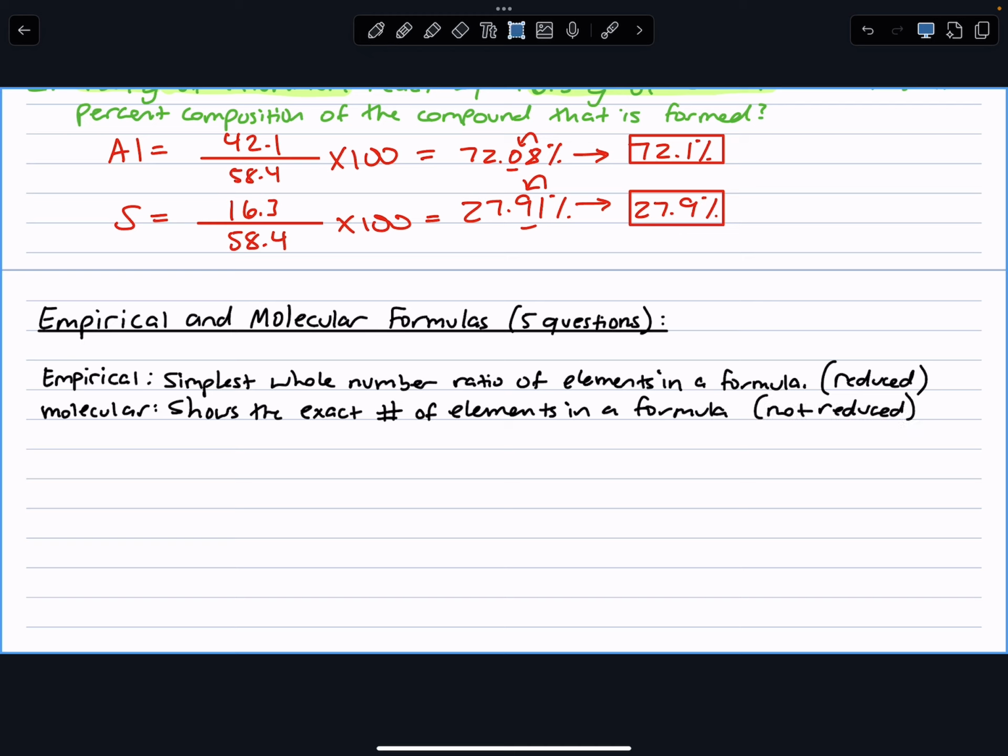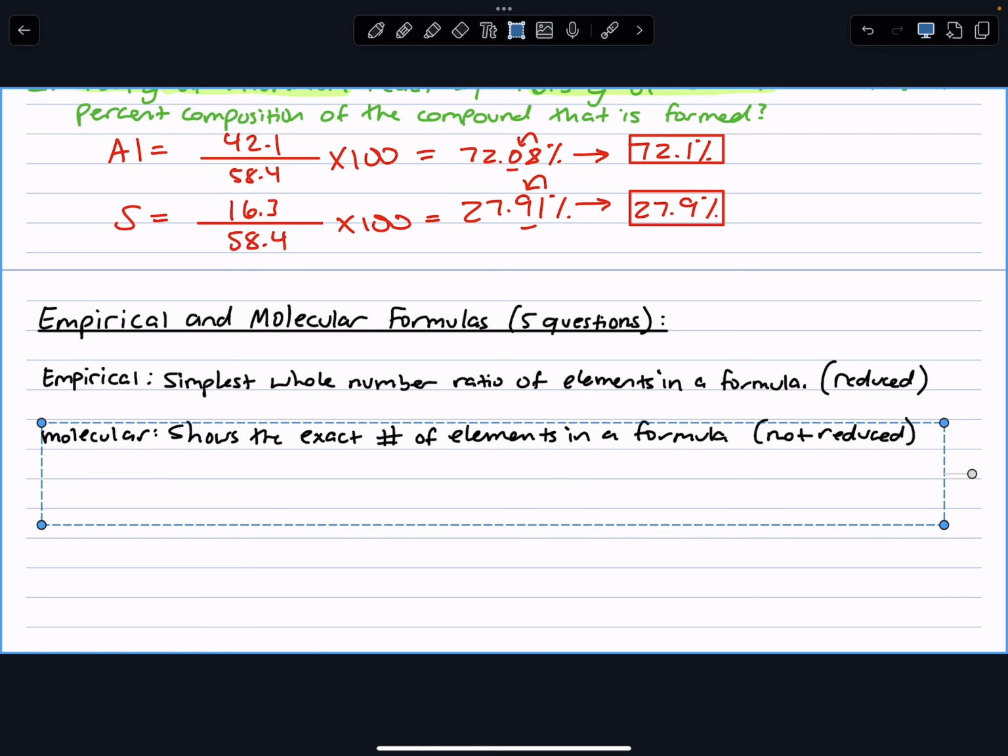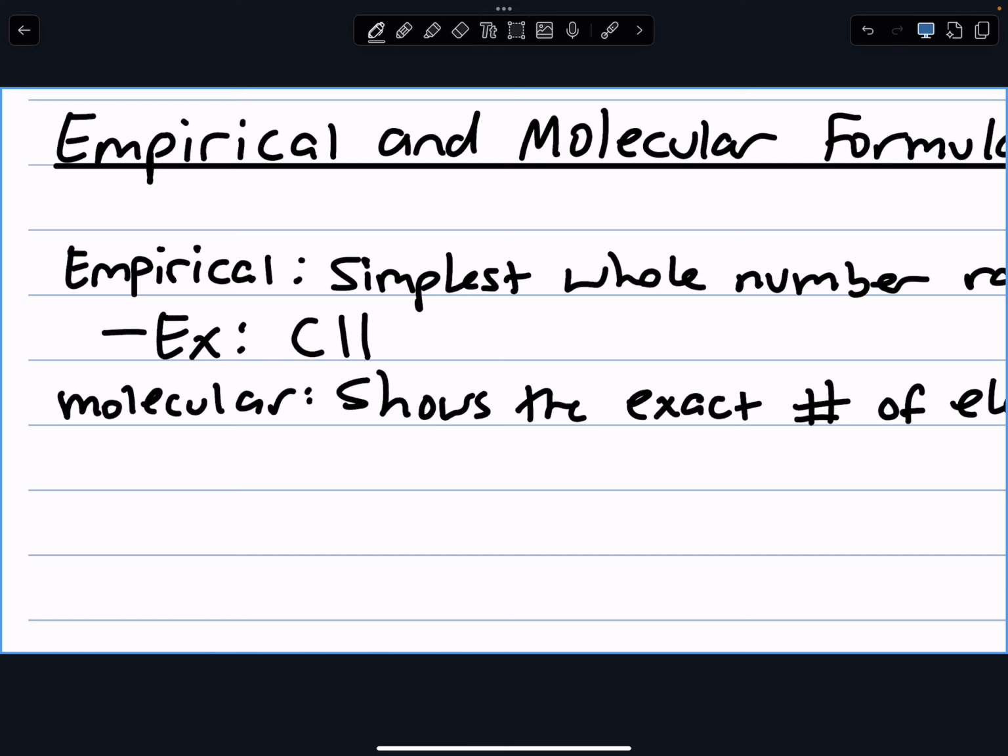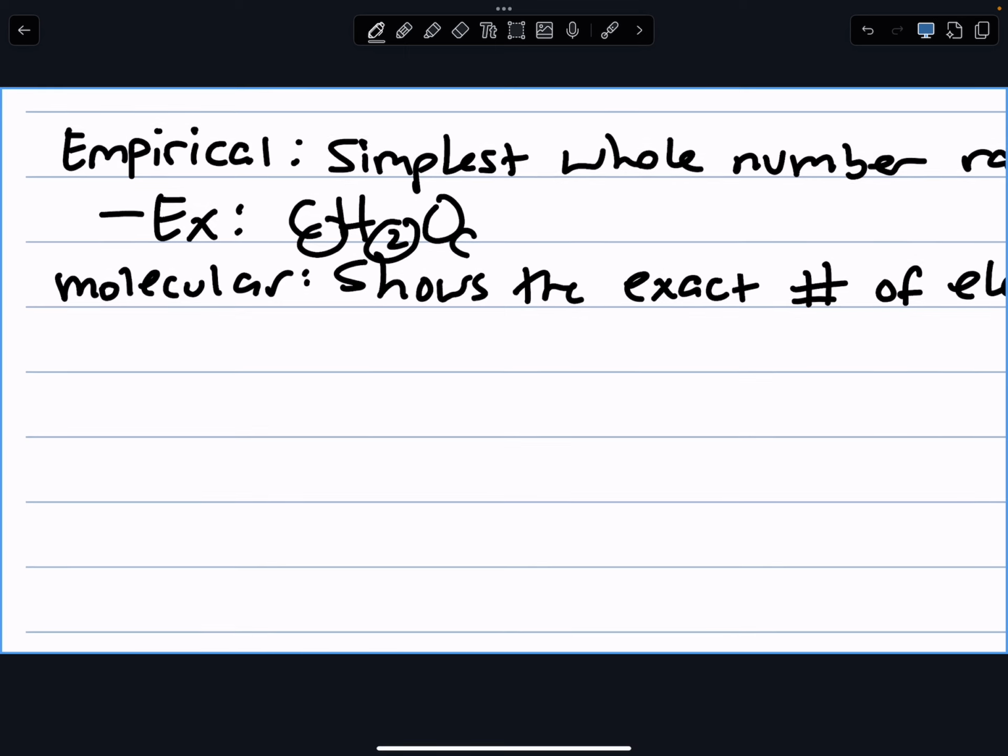For example, from empirical, CH2O. Can I reduce that any further? Can I reduce the numbers any further? How many C's do I have? How many H's do I have? How many O's do I have? Can I divide all of these by the same number and reduce it further to get a whole number? No. So it's already reduced. Okay?